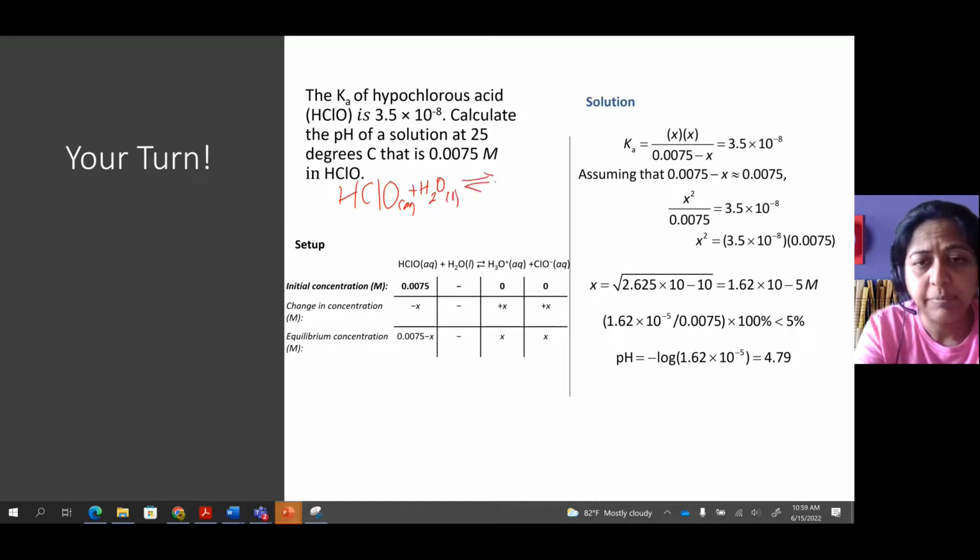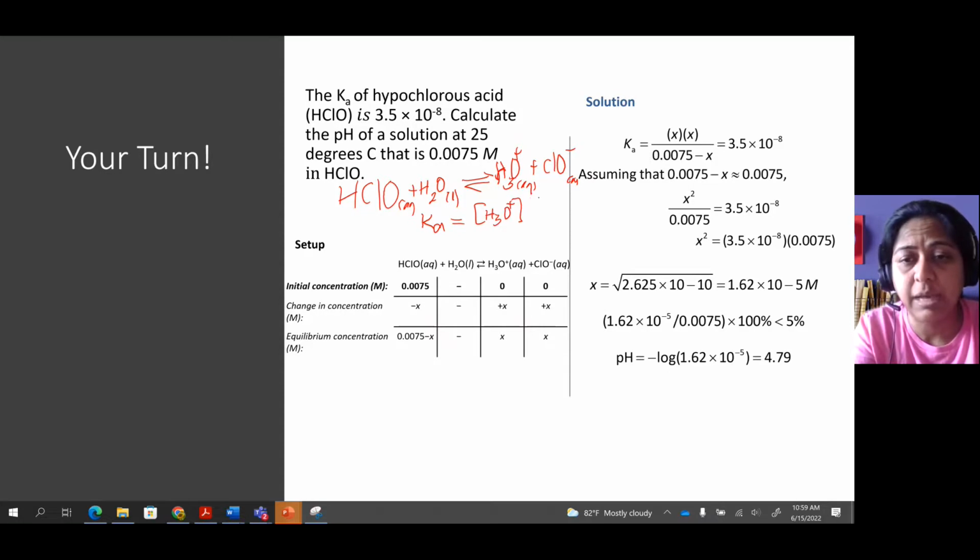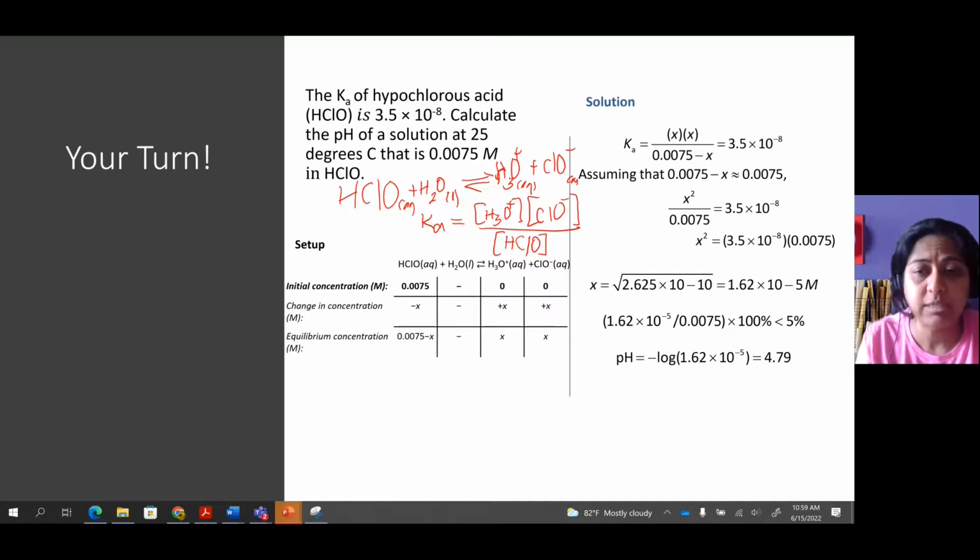We'll get the H3O+ hydronium ions plus the ClO-. So we write the Ka for this as the equilibrium concentration of H3O+ multiplied by the equilibrium concentration of the ClO- divided by the equilibrium concentration of the HClO, hypochlorous acid.